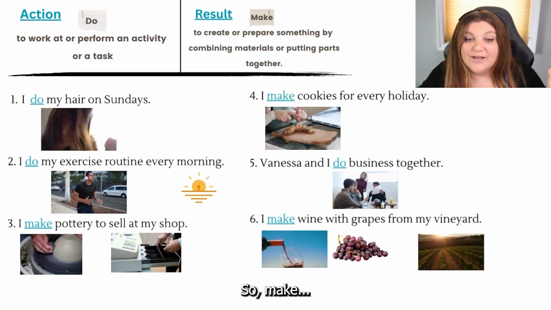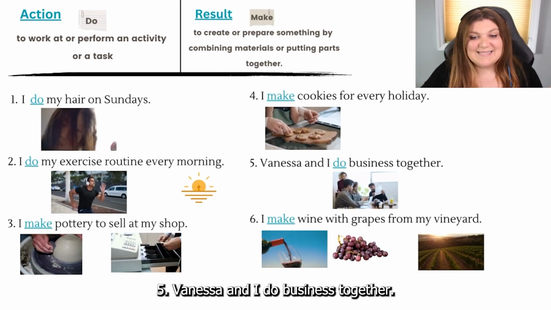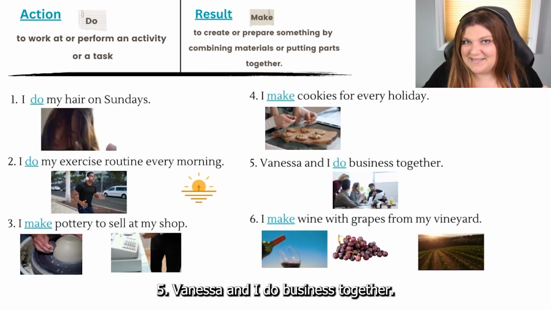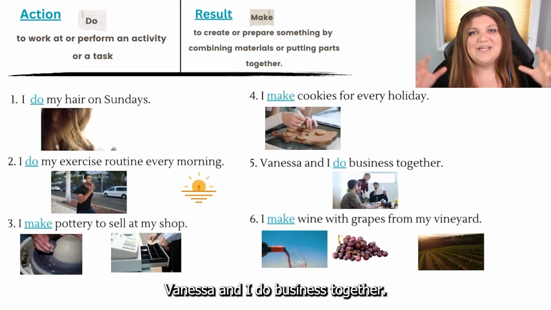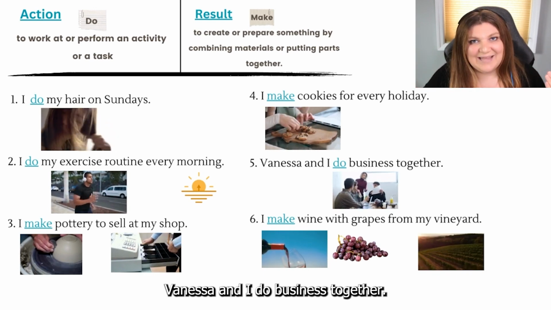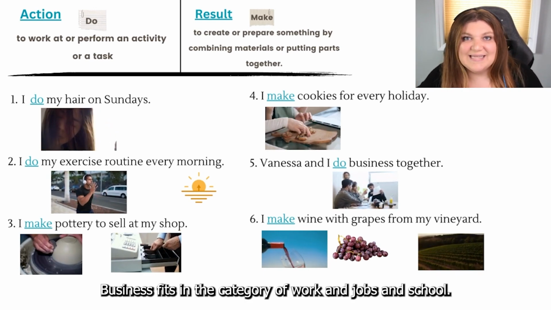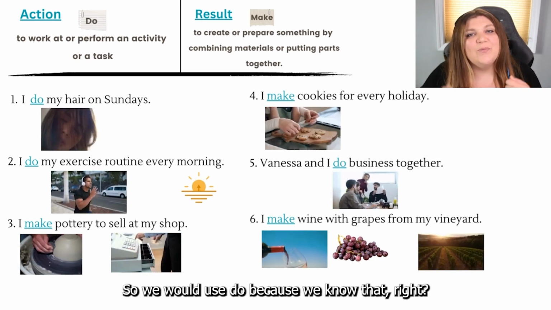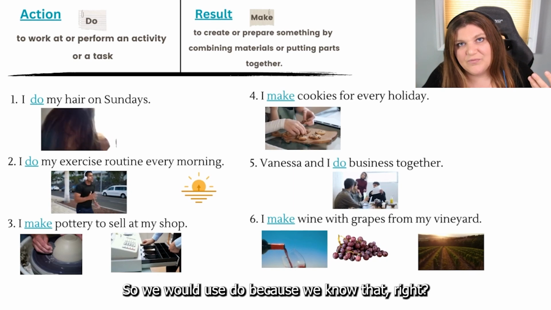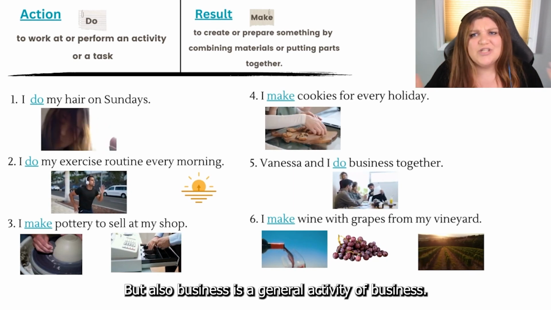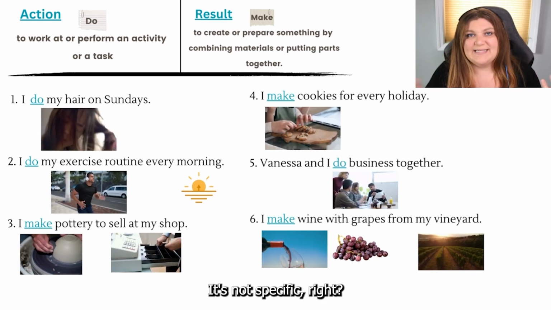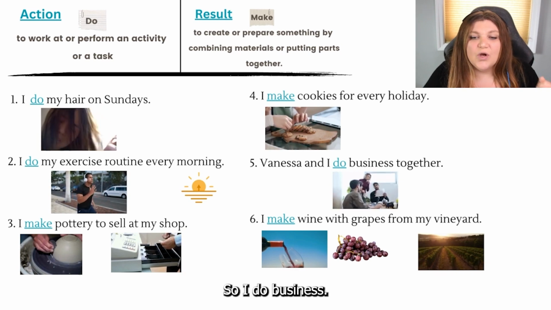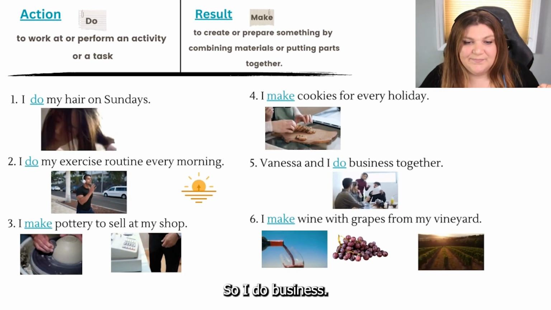So make. Number 5: Vanessa and I do business together. Business fits in the category of work and jobs and school. So we would use do because we know that, right? But also business is a general activity of business. It's not specific, right? So I do business.